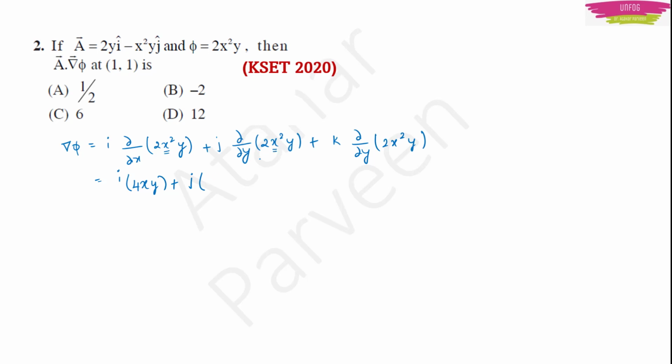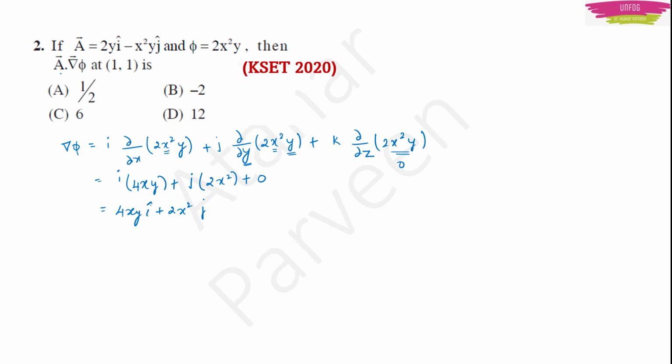Now again you have x square, but that x square will not help you because we are differentiating with respect to y. So you have to take y, dou by dou y will be 1. So you have 2x square here, plus k again. Sorry, it should be dou z here. Now this dou z is of no use because we don't have any z component in this equation. So this entire thing will become 0. So our del phi will be 4xy into i cap plus 2x square into j cap. This will be our del phi.